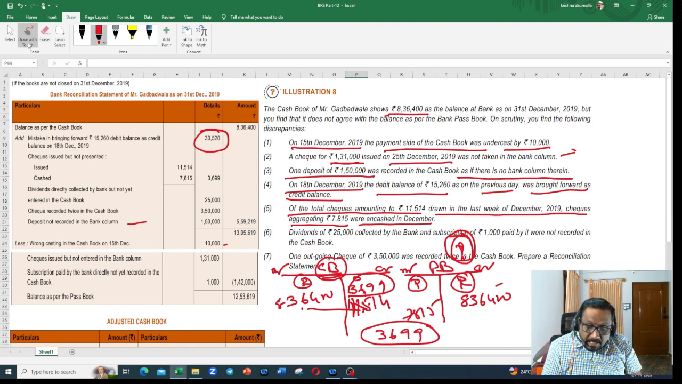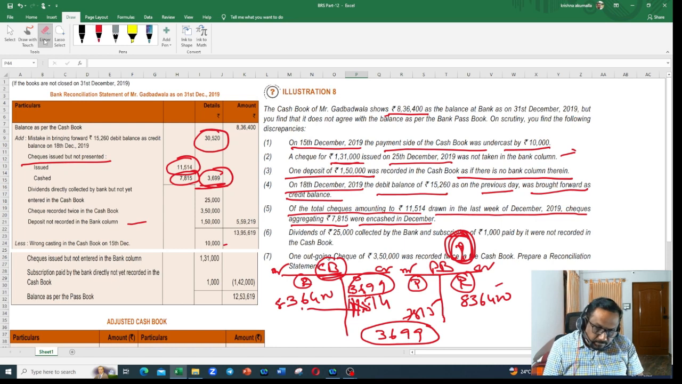But what happened to the question mark balance? My question mark balance got increased. Since my question mark balance got increased, I need to add that 3,699. Checks issued but not presented. Issued 11,514 and already encashed 7,815, and the difference is 3,699. That is what 3,699 we are showing as an add point. Clear?